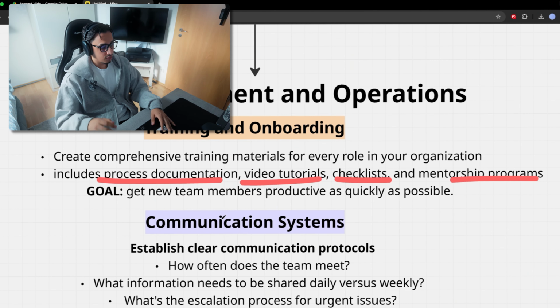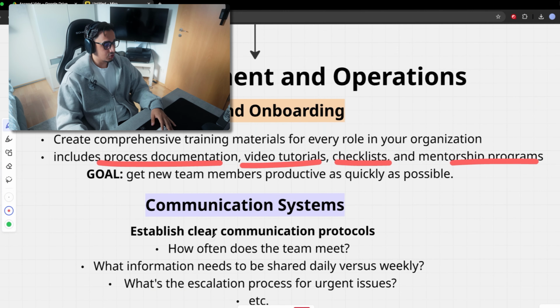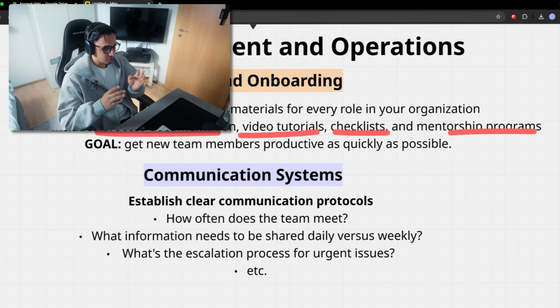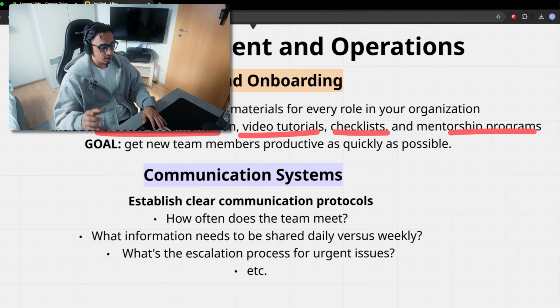And then you also have to have a communication system. You need to establish clear communication protocols. How often does the team meet? What information needs to be shared daily versus weekly? What's the escalation process for urgent issues? You need to have something for every situation so your team members know exactly what they need to do, because if they don't, then mistakes happen.